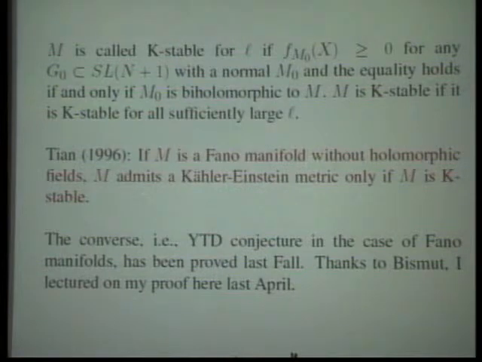So in 1996, the motivation was to try to prove some conjecture, to give a counterexample to some conjecture at that time. If M is a Fano manifold without holomorphic vector fields, then M admits a Kähler-Einstein metric only if M is K-stable. And the converse, the so-called Yau-Tian-Donaldson conjecture in the case of Fano manifolds, has been proved recently, and in April I was here to give a few lectures.